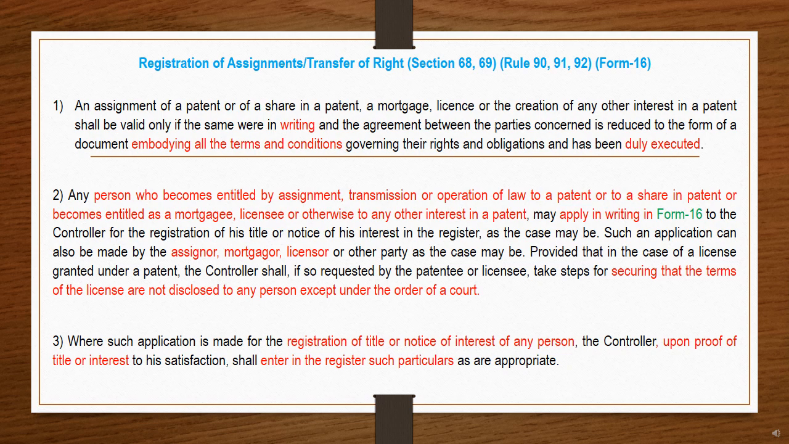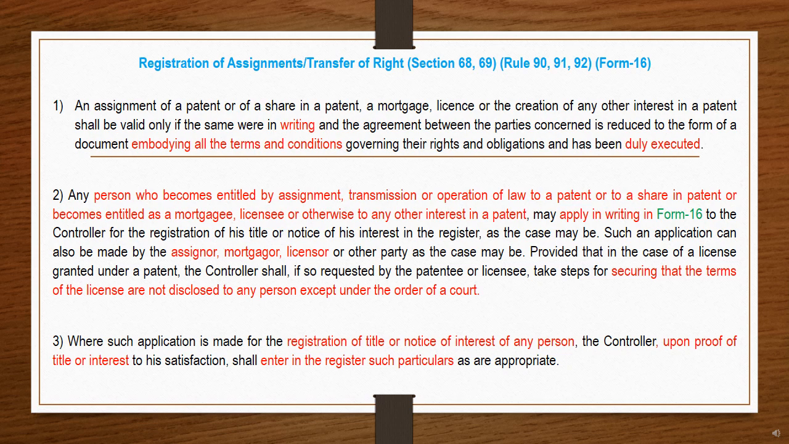Second one is application for registration. A person entitled to a patent or a share in it by assignment, transmission or operation of law, or entitled to an interest in the patent as a mortgagee, licensee, etc., may apply in writing using form number 16 to the controller for registration of their title or notice of interest in the register. Second one is the application can also be made by the assignor, mortgagor, licensor or another party involved.